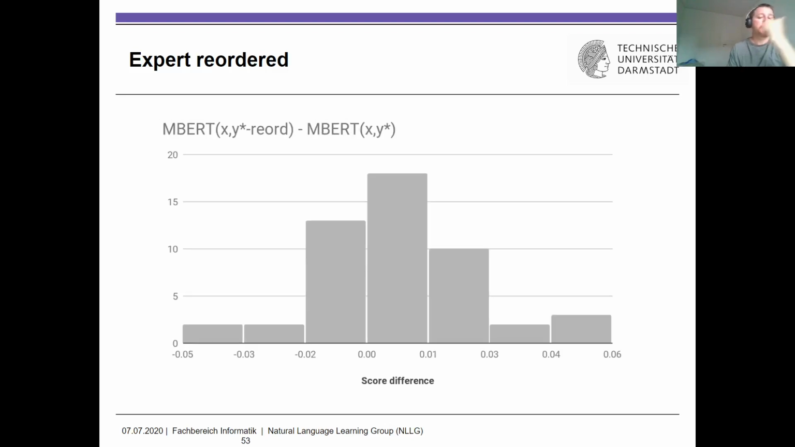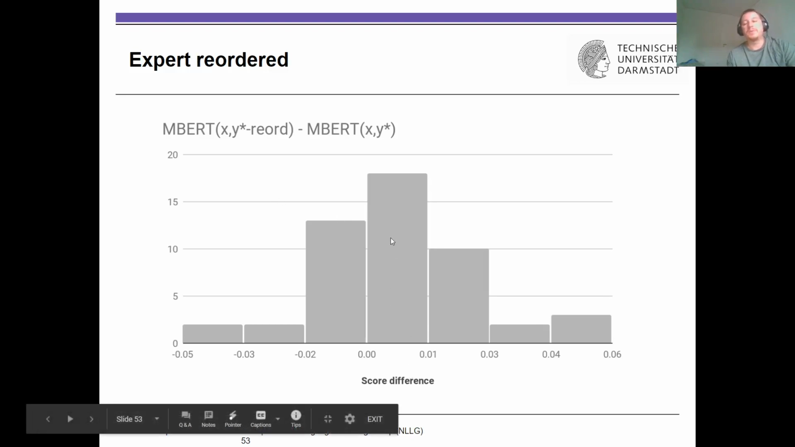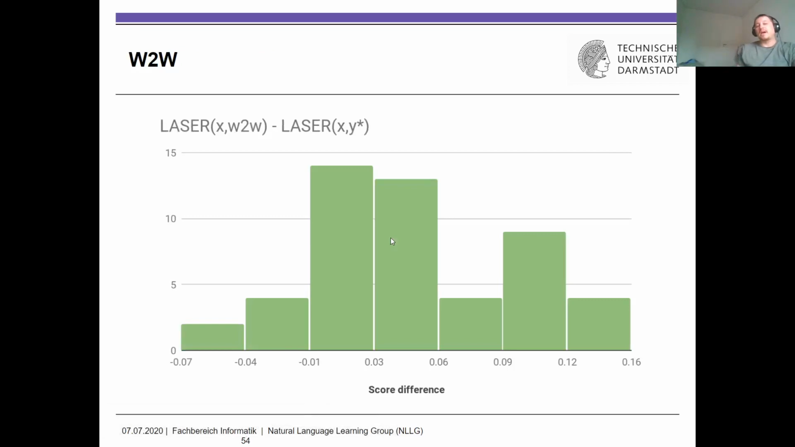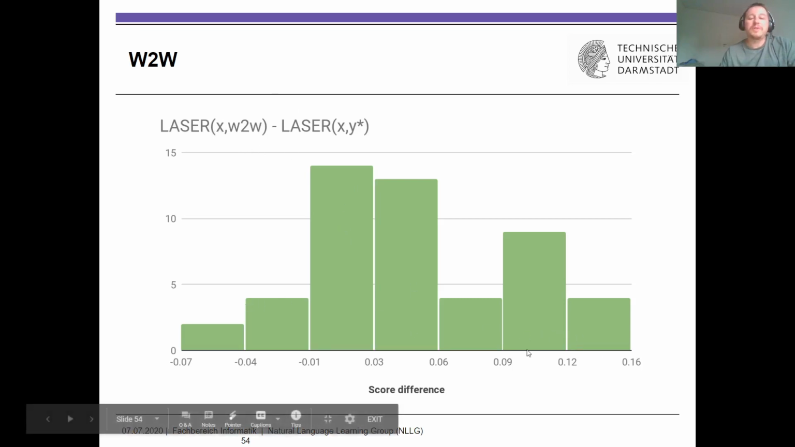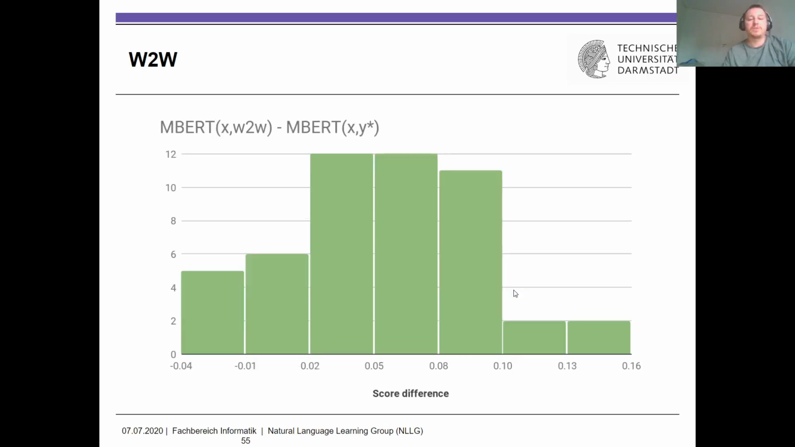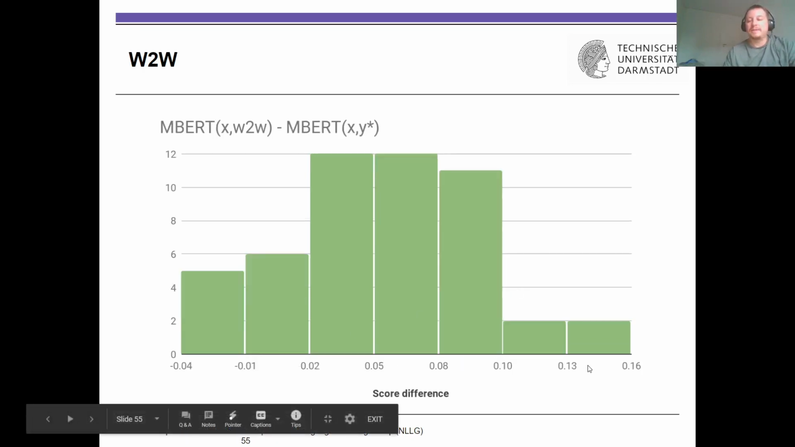And for multilingual BERT, again, a very similar picture. So the center is at 0. Again, it seems to indicate indifference. Then we look at the word-by-word translations for LASER. So here we put in word-by-word translations of X. And we see a clear preference. So the center is somewhere here on the positive side. So clear preference for word-by-word translations. And again, the same here for multilingual BERT.